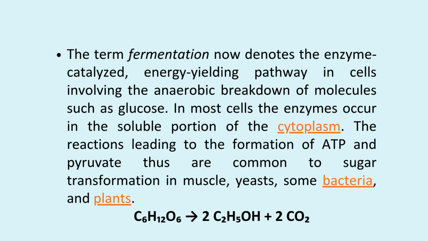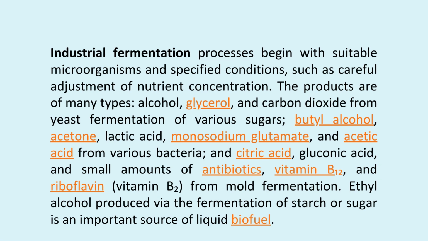Now let's talk about industrial fermentation. These processes start with carefully selected microorganisms and controlled conditions, like specific nutrient levels. The products are incredibly diverse. Yeasts ferment sugars to produce alcohol, glycerol, and CO2. Bacteria yield butyl alcohol, acetone, lactic acid, monosodium glutamate, and acetic acid. Molds produce citric acid, gluconic acid, antibiotics, vitamin B12, and riboflavin. Ethyl alcohol from starch or sugar is also a key biofuel.